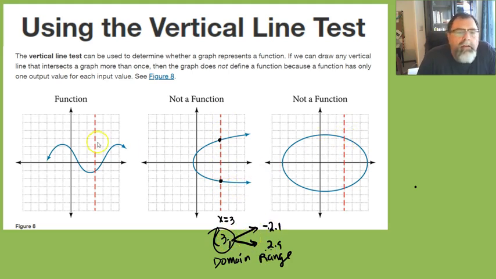Same thing on this one. Here's one example, x equals 3, it only gets one answer. But you have to imagine every vertical line and see that all of them are just going to hit the graph just once. So yes, this is a function. If you look at this one, this particular x value gets two different y values. Again, x equals 3 is that vertical line. It gets two different y values.